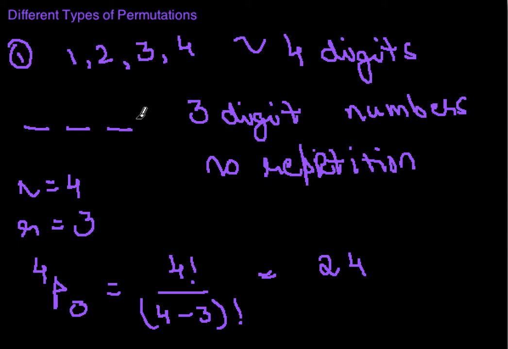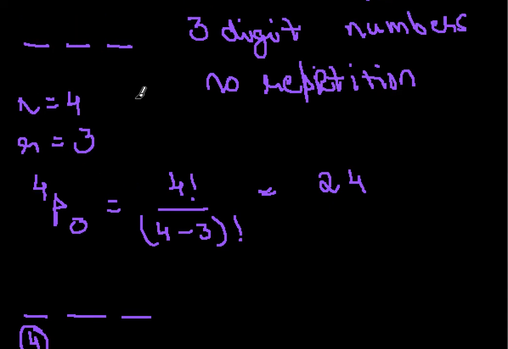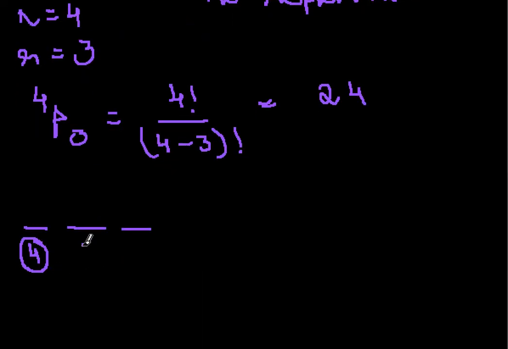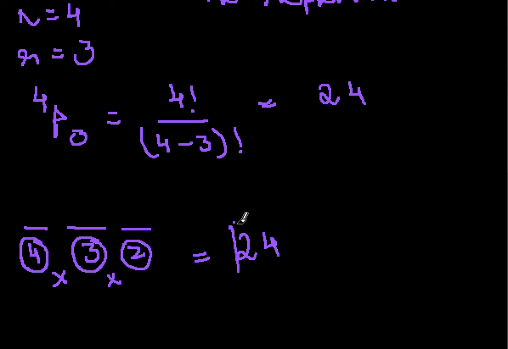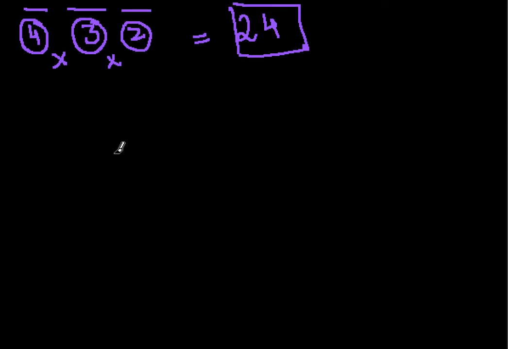In fact, we also saw another way to find this. If we have 3 blanks, the number of ways to fill the first blank is 4, because we have 4 digits to fill it. Now we are left with 3 digits to fill the second blank, so the number of ways is 3, and then 2. If we use the fundamental principle of counting and multiply these, we get 24, which is the required answer, as we got from the formula of permutations. So this was the first case which we looked at.